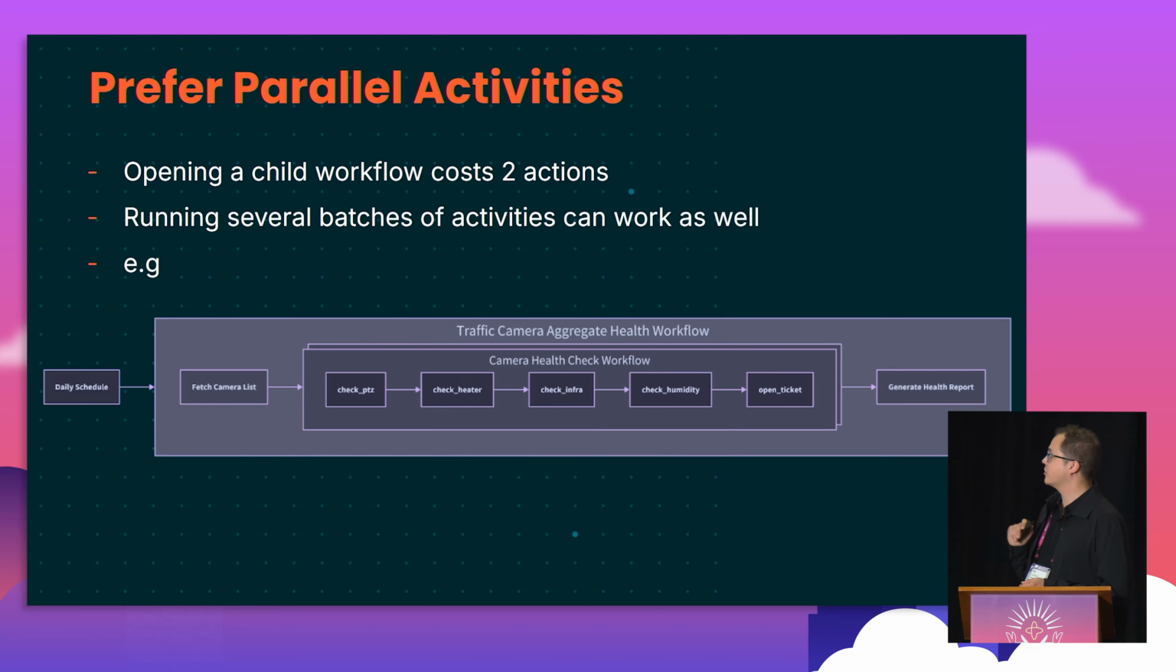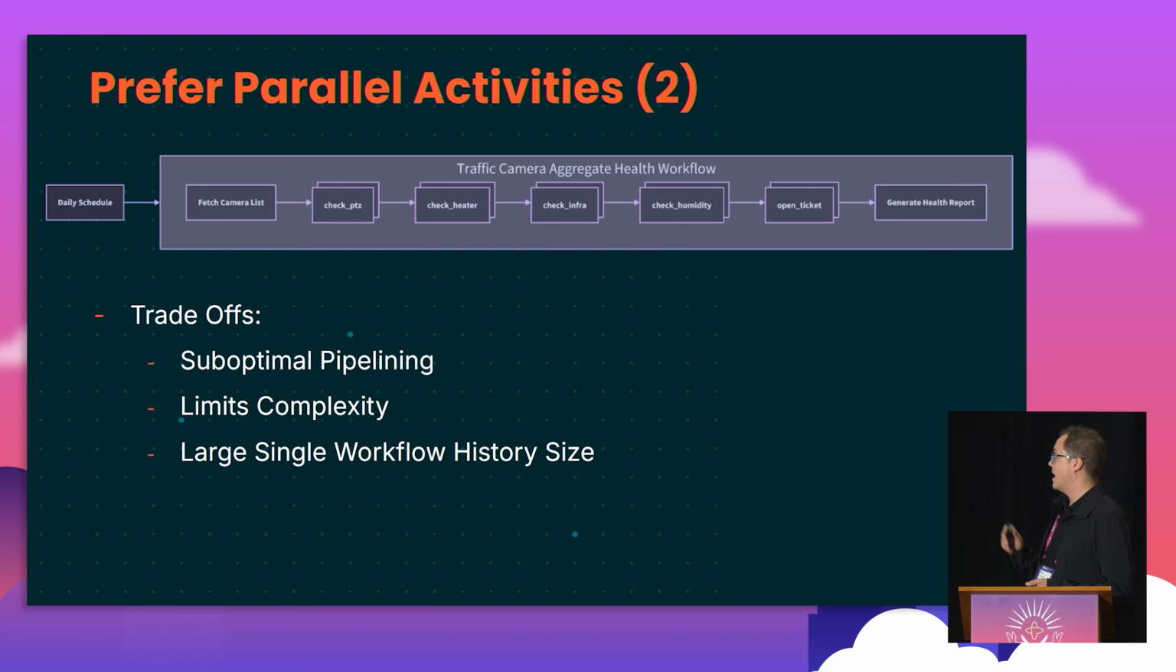Moving on to this other topic, parallel activities. Every time you open up a child workflow, that costs 2 actions. It just has some overhead associated with it. So if you have a child workflow that, hey, it's nice to run this on a per child basis. Again, it's nice to model this on a per entity basis. It might make sense to, if your workflow is simple enough, pull that up into the parent. And so you have maybe this traffic camera health check, and you have to go through a bunch of cameras, and each one needs to be checked for health.